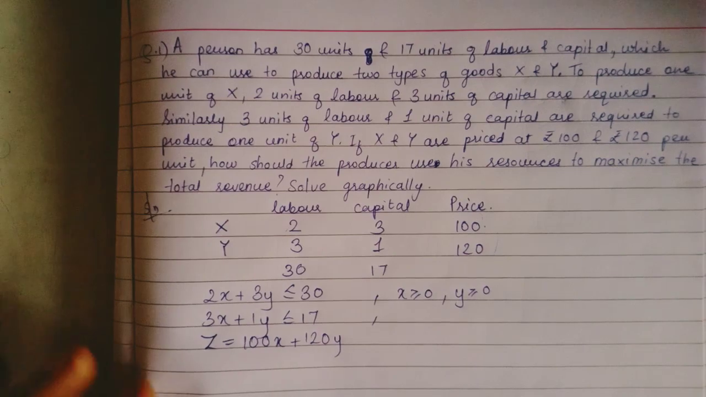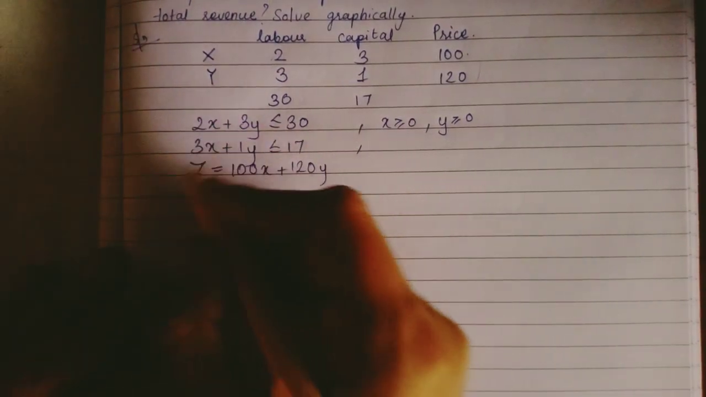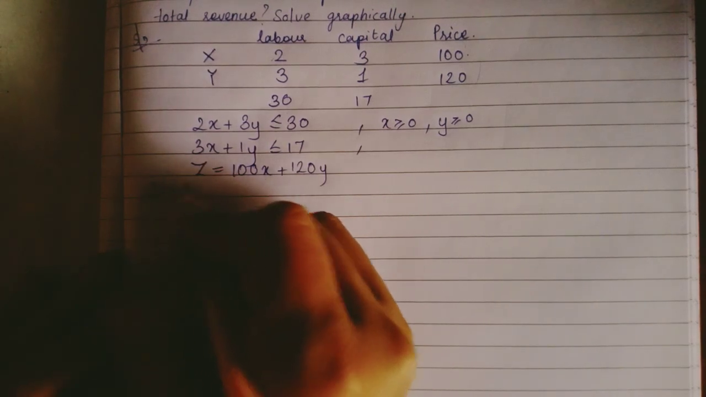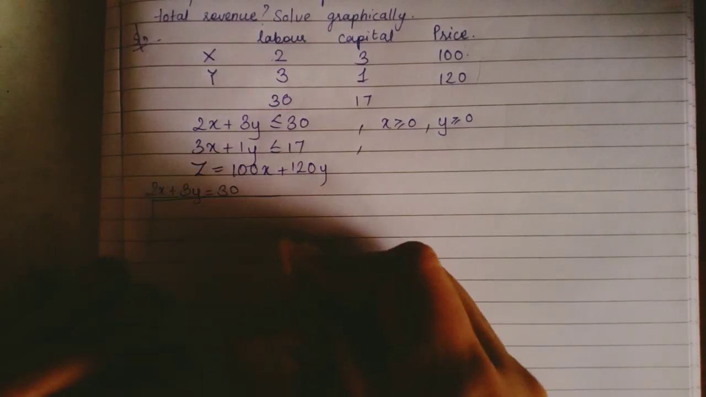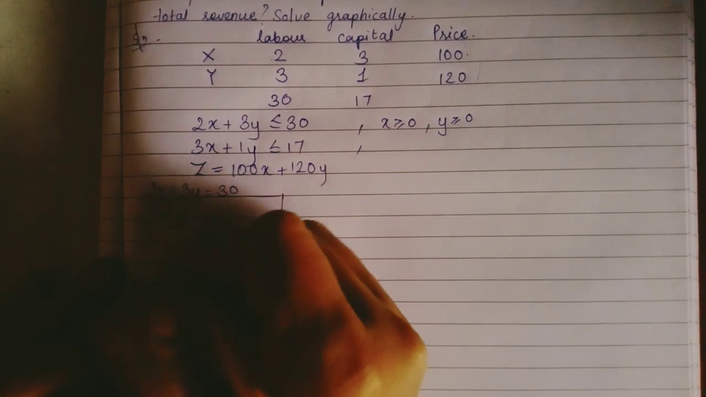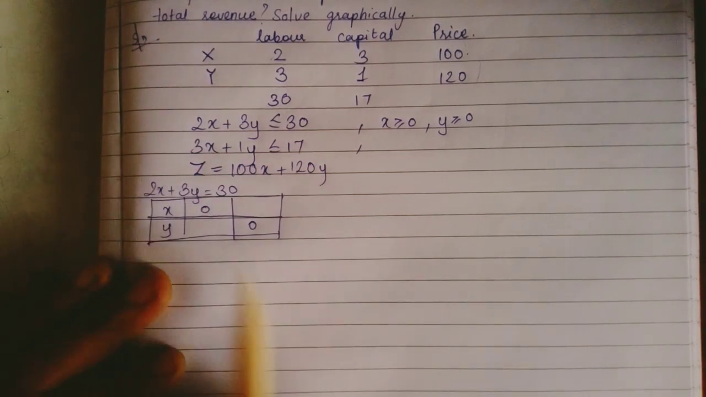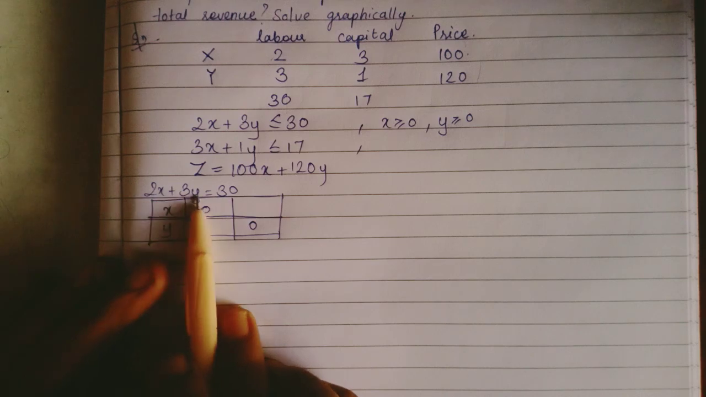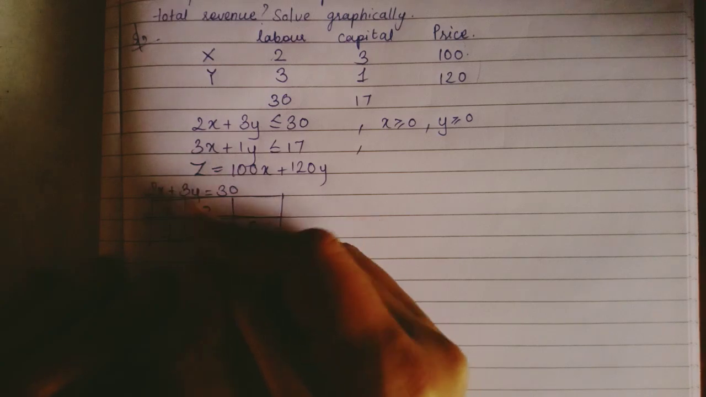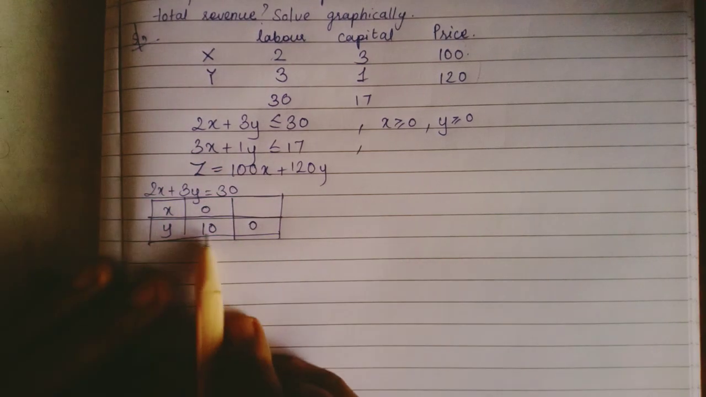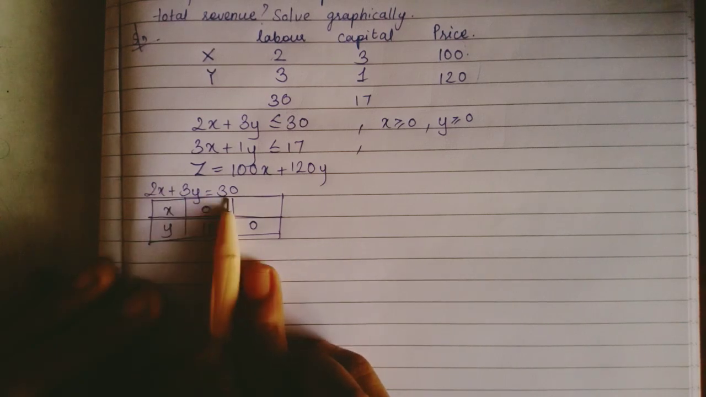Now we'll solve the equations. So 2x plus 3y equal to 30. Taking x equal to 0 and y equal to 0. For x equal to 0, you will get 3y equal to 30, so y is 10. For y equal to 0, you will get 2x equal to 30, so x you will get 15.